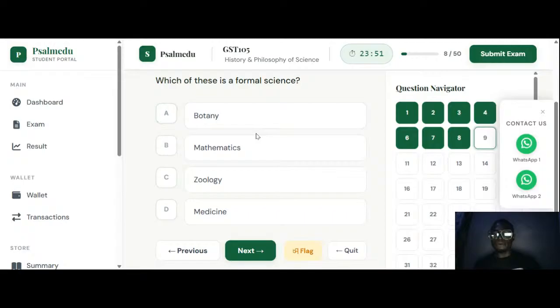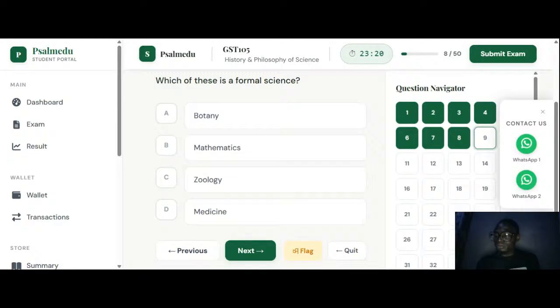which of these is a formal science? I think we've done this before. Let me just give a brief explanation. We say we have formal sciences and we have the other type of sciences. But the formal science is the one that follows a prescribed set of rules. The validity, it must be valid. So once you have to follow some set of rules before you achieve an operation, you are using formal sciences.